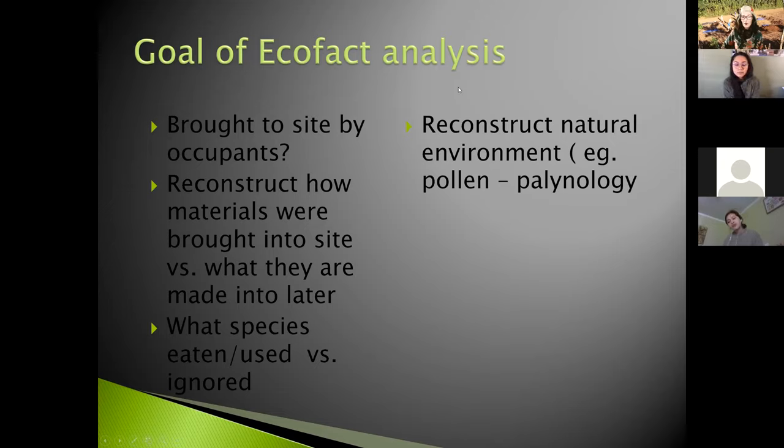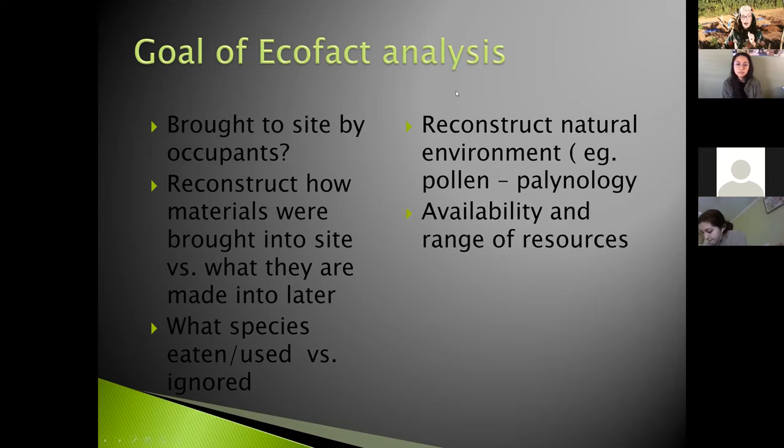This will allow us to also reconstruct the natural environment, especially pollen or palynology or plant remains. If your site or your location is really ancient, so like two days ago, we saw, two classes ago, we saw a picture real quickly of Jericho that is in the Middle East today. Its actual name today is Tell es-Sultan, but we see that area. And we see that people have been there for thousands of years.